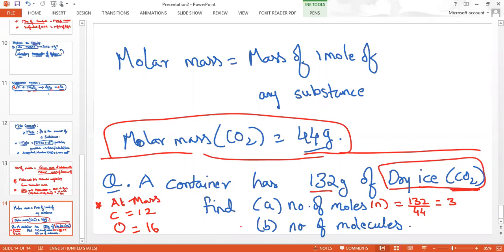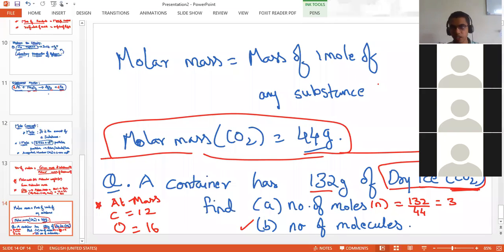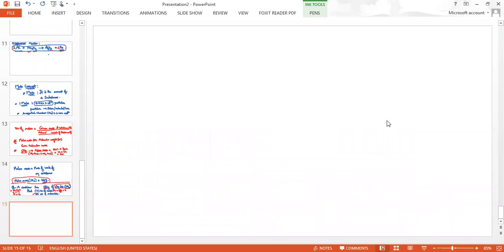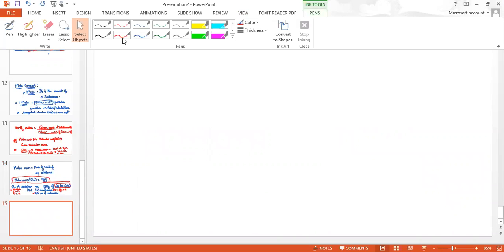What about the second part? Molecules. What is the formula for the number of molecules? First of all, I want to ask Vaishnavi, is she online? Did you get the first part, calculation of number of moles? Got it, 3. And Vishnupriya and Mahita? Yes, we got 3. Okay, fine.